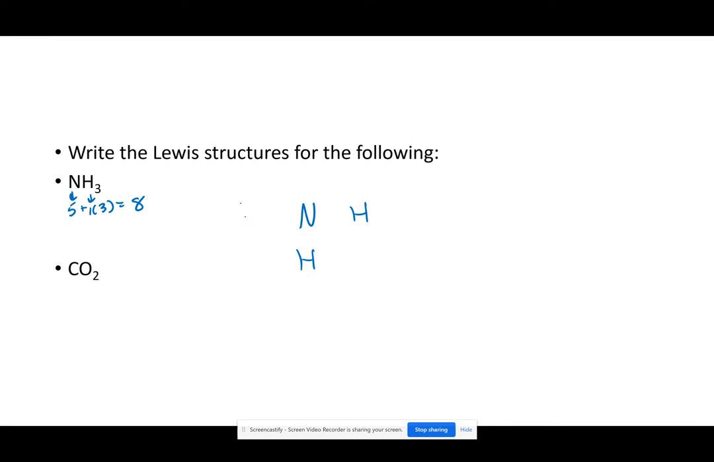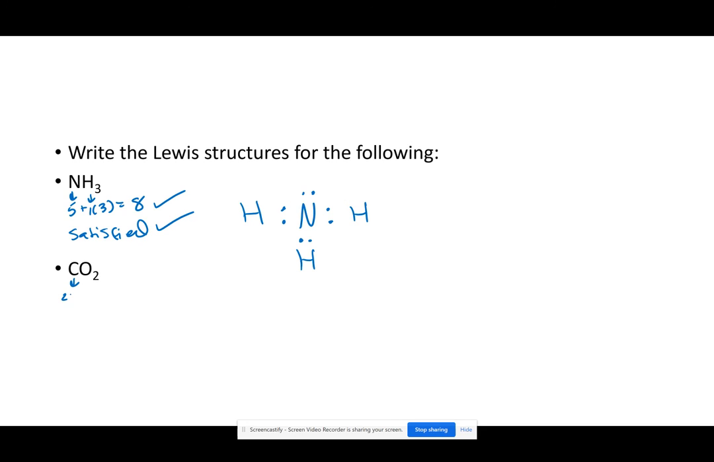My hydrogens are going to go around the outside. Any 3 sides. You can put one on the top if you want instead of the bottom or whatever. Start with single bonds. So single bond the nitrogen to each of the hydrogens. That uses 6 electrons. I need to use 8, so I have 2 more. They have to go on the nitrogen because hydrogen never gets any lone pairs. So I've used 8 electrons. Is everything satisfied? Yes, hydrogen can only do that single bond. Nitrogen has 8 around it. That's a correct Lewis structure.